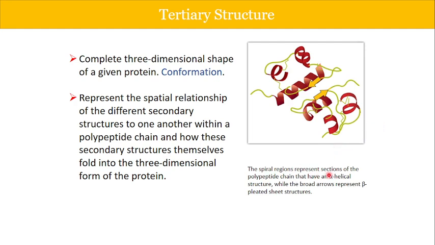The spiral regions represent the sections of the polypeptide chain that have alpha helical structure, while the broad arrows represent the beta pleated sheet structure. So these yellow arrows are your beta pleated sheets, whereas the brown or maroon spiral structures are your alpha helices, and these are connected by your loops, or you can call them turns. These three-dimensional protein structures are important and vital for the functioning of your body.